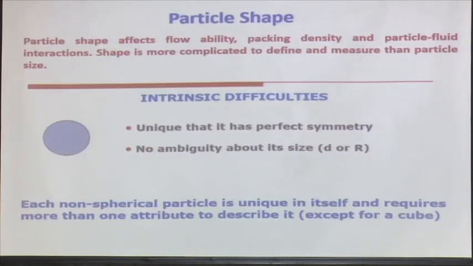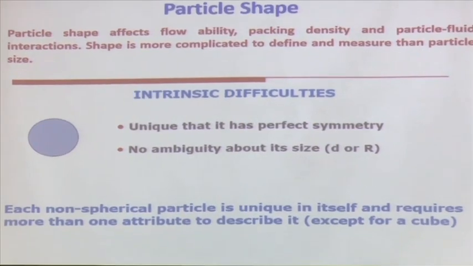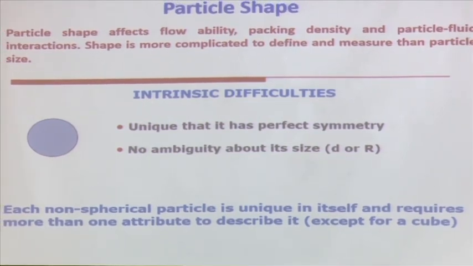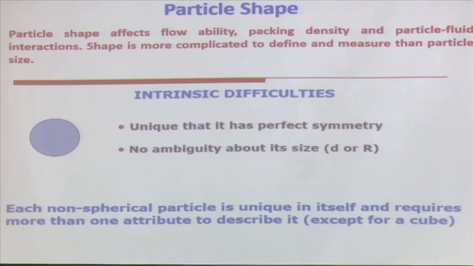Now, another very basic thing: particle shape. How do I define the shape of a particle? Particle shape affects flowability, that means at what rate it will flow, because you have to transport material from one place to another. That is bulk material handling systems. In many engineering applications you need to transport material particles from one place to another. It is not only related to mineral processing.